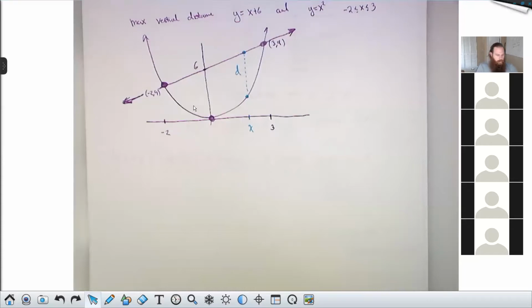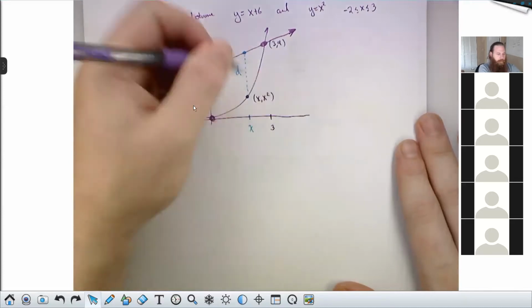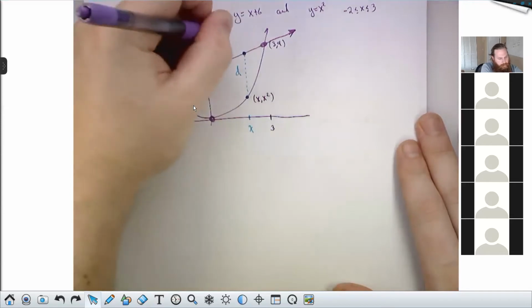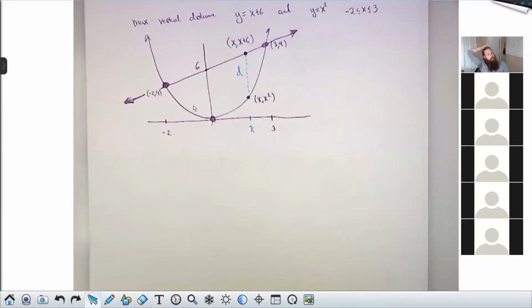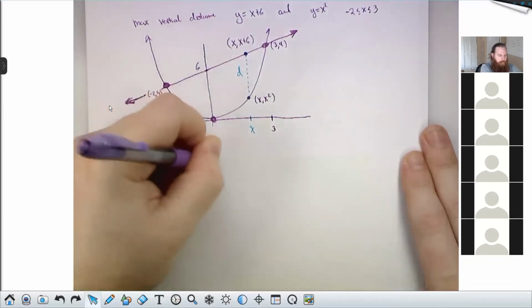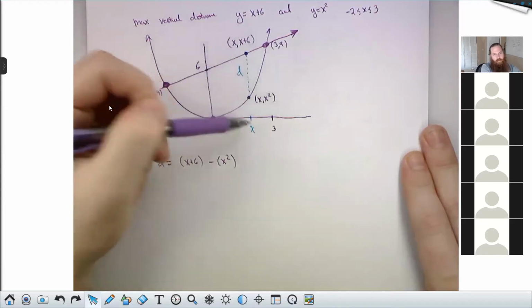Well, an arbitrary point on the parabola is of the form x comma x squared, because that parabola is y equals x squared. And an arbitrary point on the line is of the form x comma x plus 6. So the vertical distance between those two points is x plus 6 minus x squared. We're just subtracting the y values to find the vertical distance.